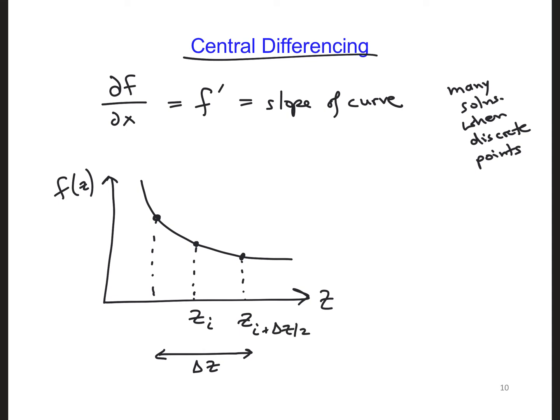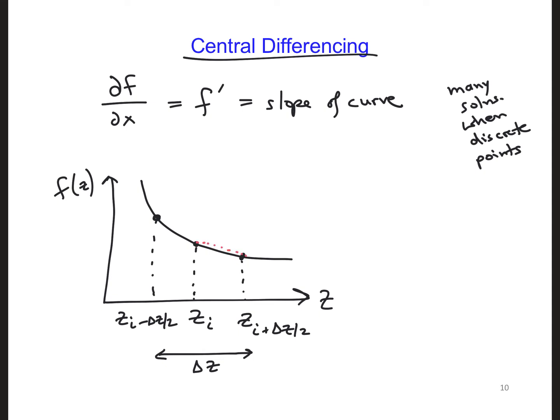Delta z, okay, so then this one would be zi minus delta z over 2, a little bit of a distance to the left. And so if I were to draw, we're going to talk about 3 different ways that you can obtain the slope.